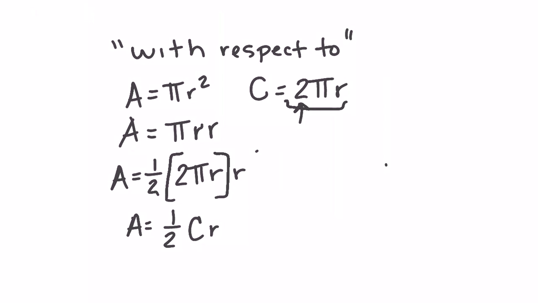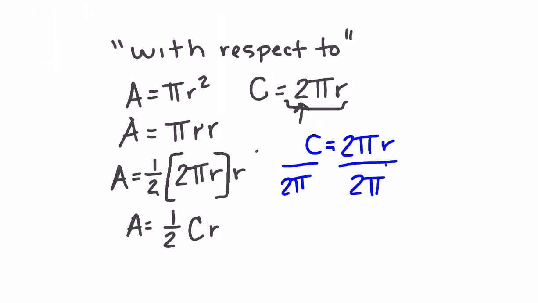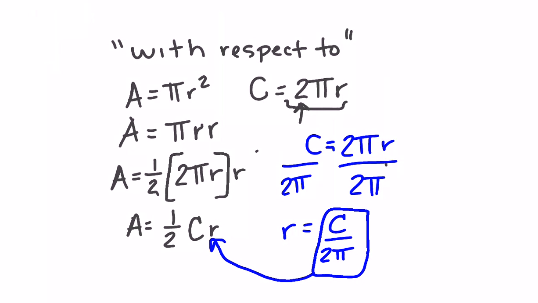Okay, now we still have an r in the equation, and that r is an extra r that we need to get out of there, because all we need to have in there is a circumference. Now I'm going to work with the circumference equation. Circumference equals 2 pi times r. If we divide by 2 pi on both sides, that tells us that r equals circumference divided by 2 pi. We can take this and put it in place of the r in the area equation.